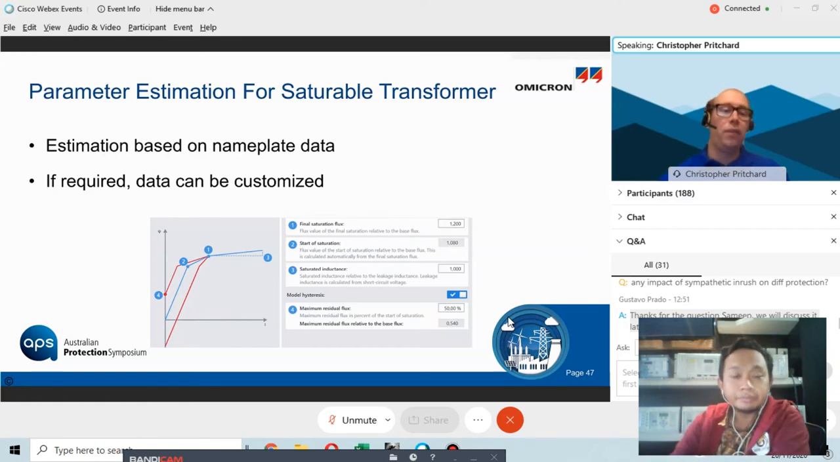If required, for some experts, they can then customize this magnetizing curve, but first of all, it's guessed based on input.